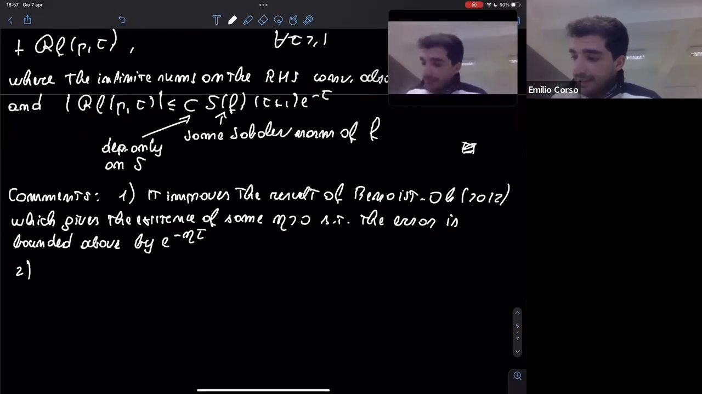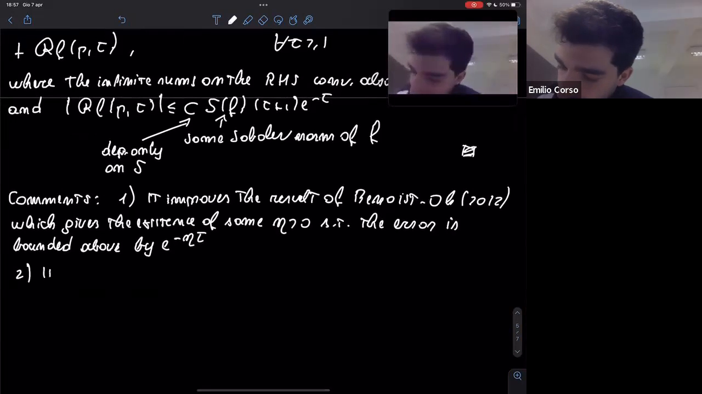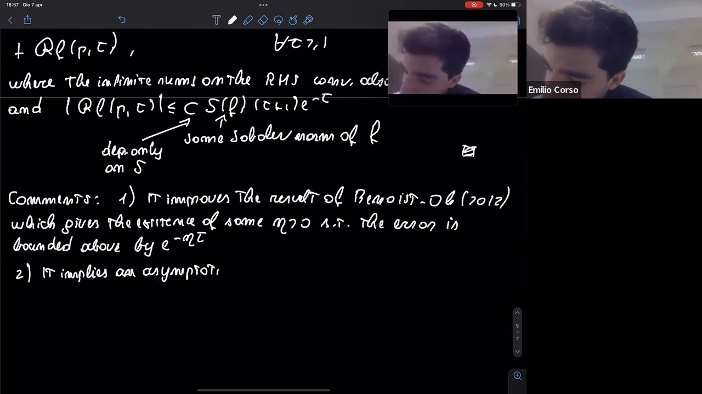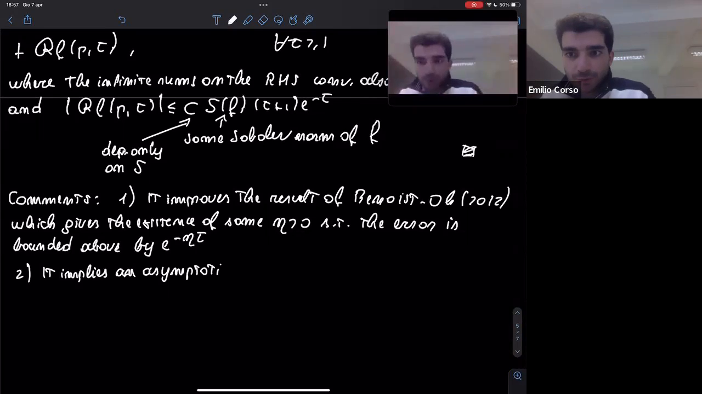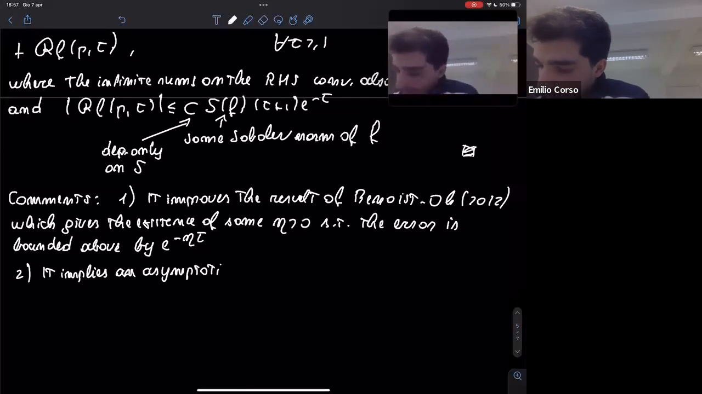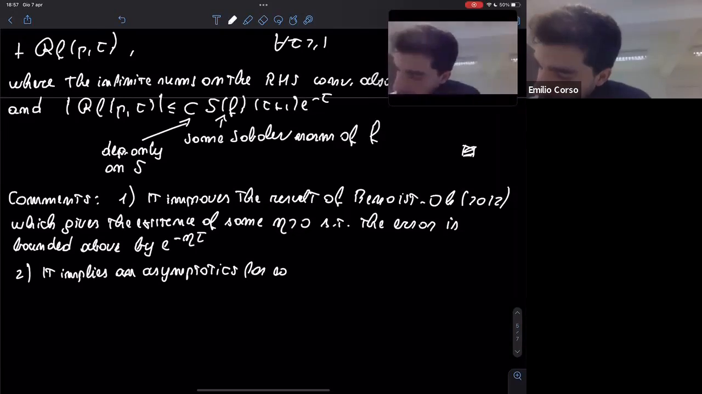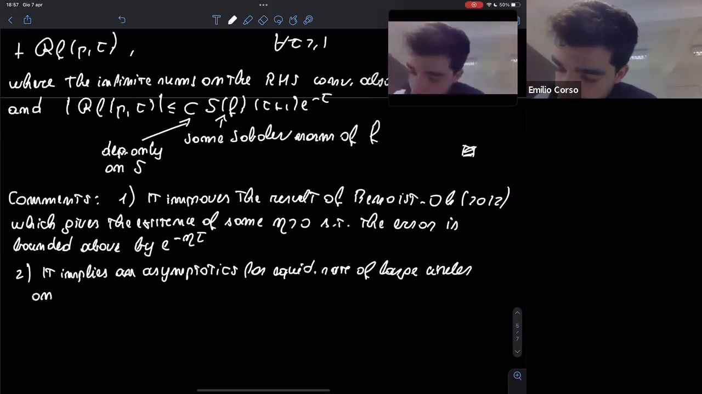Well, the second comment is that the statement in particular implies an analog, an asymptotics for the rate of equidistribution. Of course, here I'm dealing with circles seen in the unit tangent bundle, but of course I can project them down to the surface. I get what might be called circles again, and they equidistribute also towards the uniform measure on the surface. And so of course, by taking SO(2)-invariant functions, this implies asymptotics for the equidistribution rate of large circles on S.